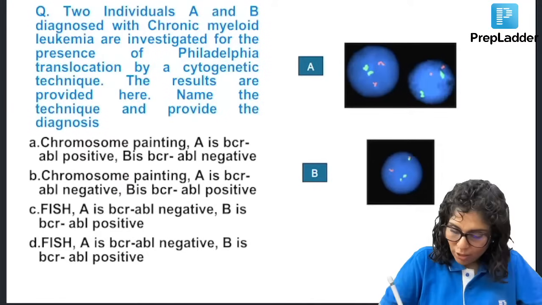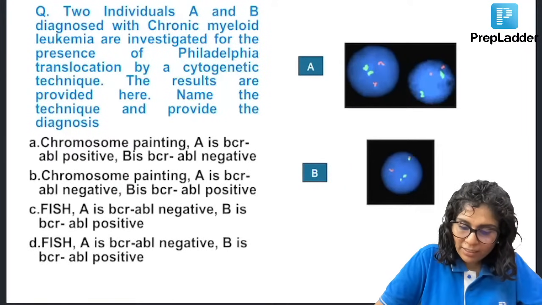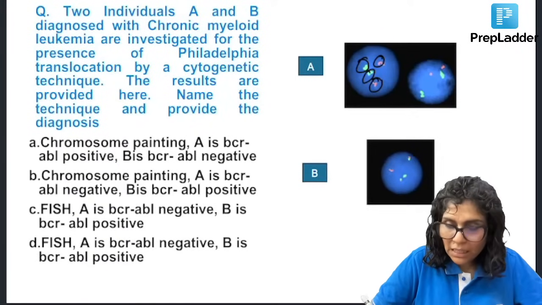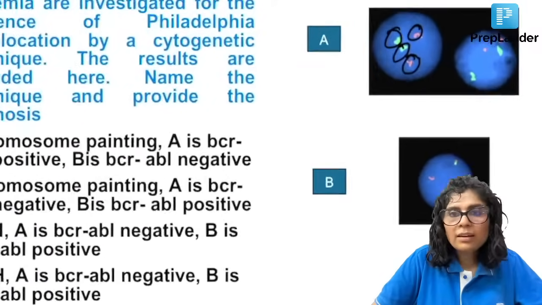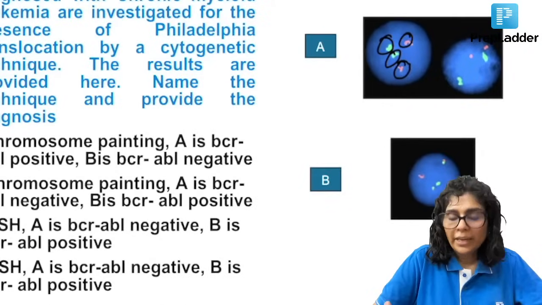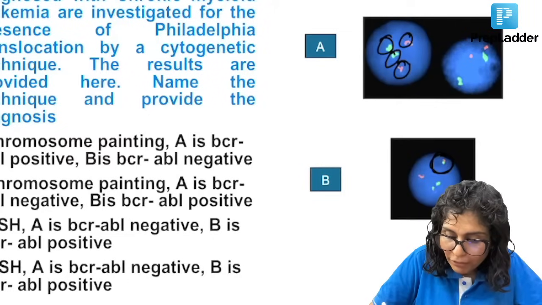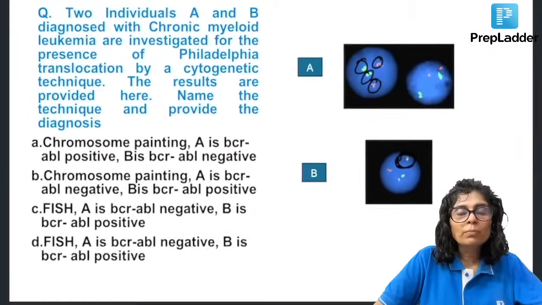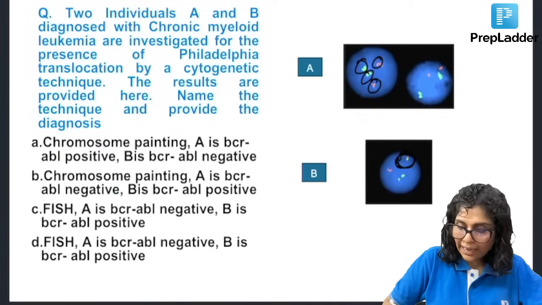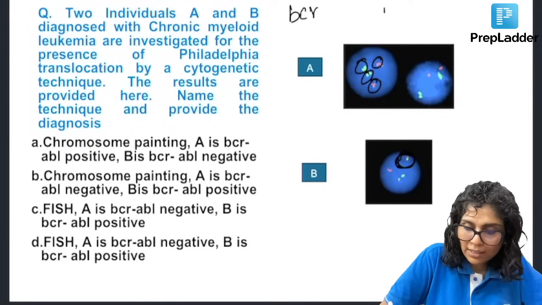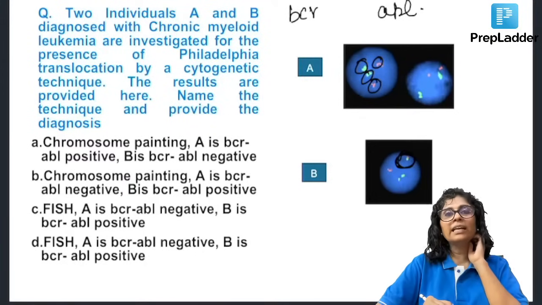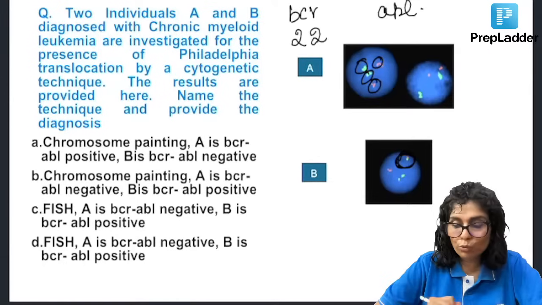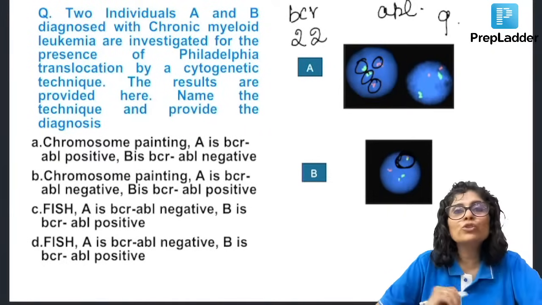In person A, do you see green color and red color coming from different chromosomes? Whereas in person B, let me magnify it for you. In person B, do you see green and red coming from the same chromosome? Right? So what is Philadelphia chromosome? Philadelphia chromosome is BCR-ABL translocation. I hope you know that. BCR actually is present in chromosome 22. ABL is actually present in chromosome 9.